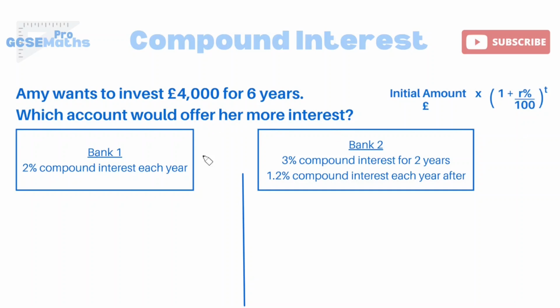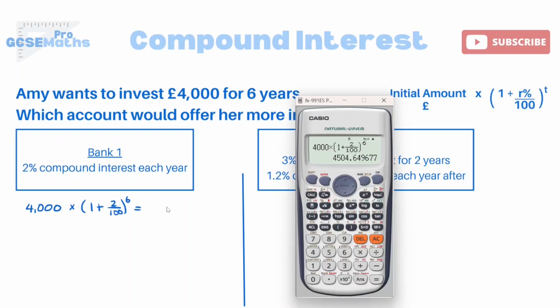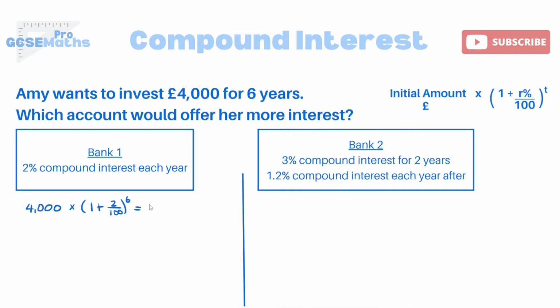Okay, well, we're going to use our formula for both of them. The first version is easier, so we've got 2% compound interest each year. So our initial amount is obviously 4,000 times by 1 plus 2% over 100, and then all of that to the power of 6. Okay, so we just put that in the calculator, which as you can see gives us £4,504.65 if I round it to 2 decimal places.